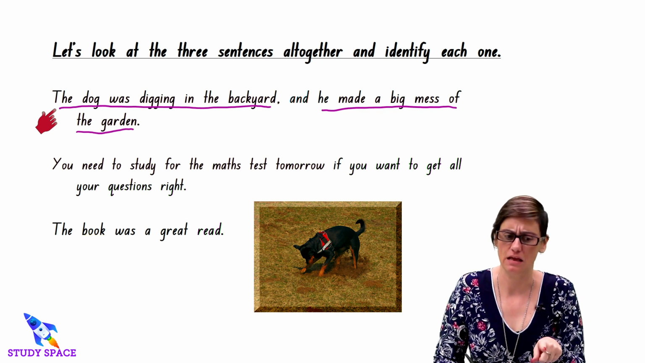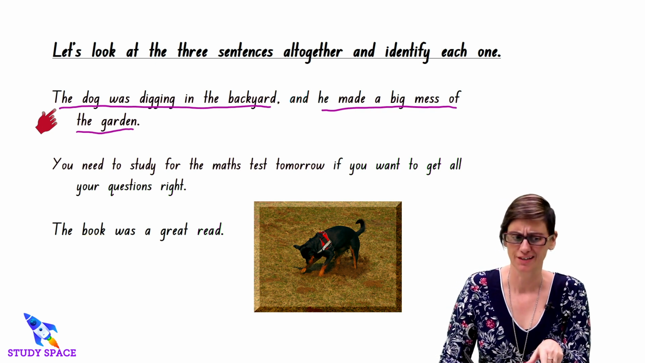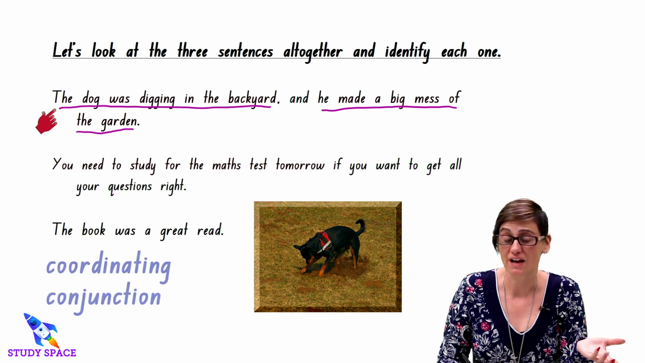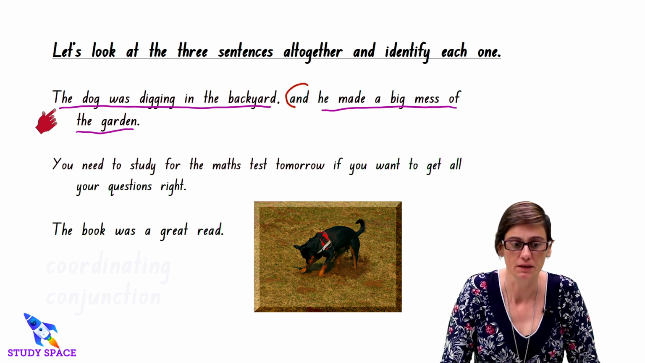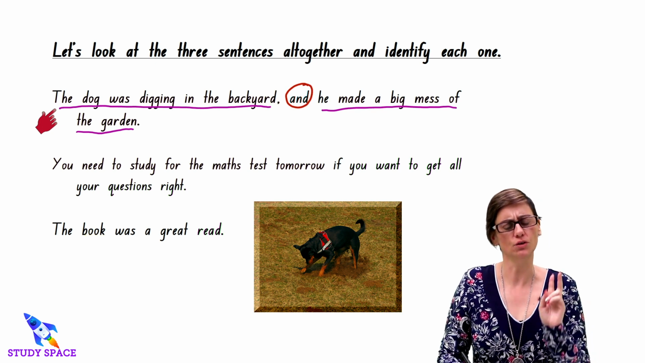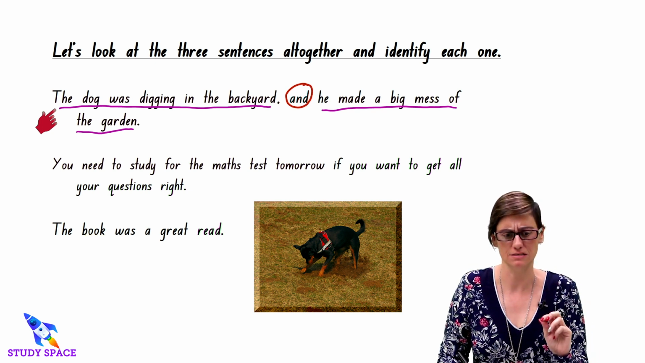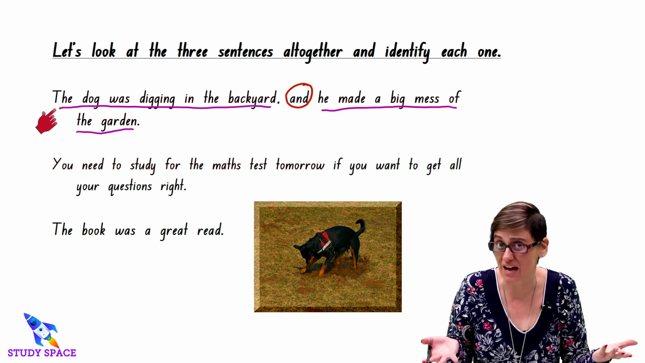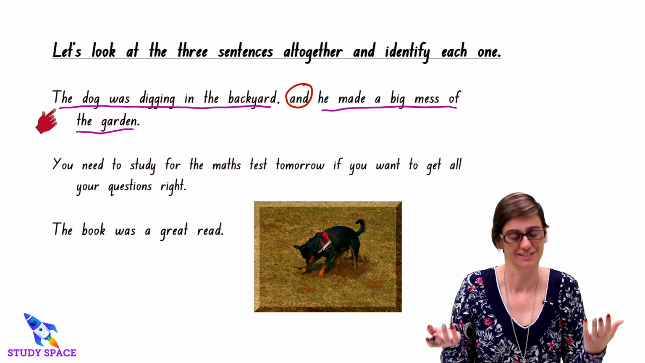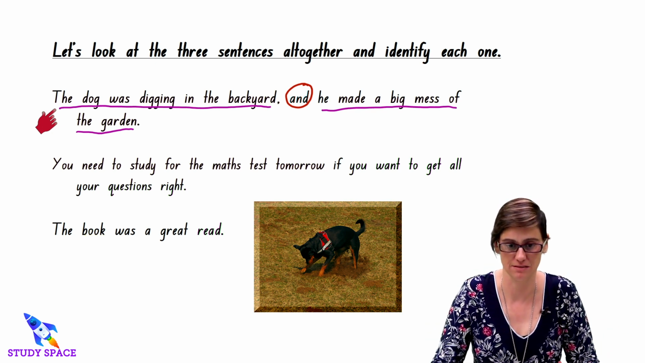Now let's go back to our and. So what's our and, boys and girls? That must be our coordinating conjunction. So let's circle that. So if I've got two independent clauses and a coordinating conjunction, what sentence must I have, boys and girls? That's right, a compound sentence.